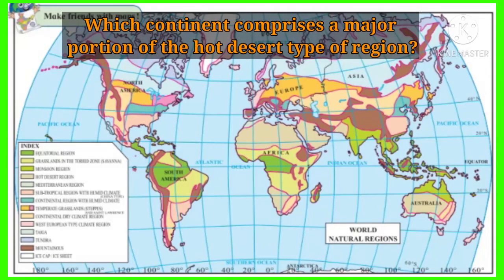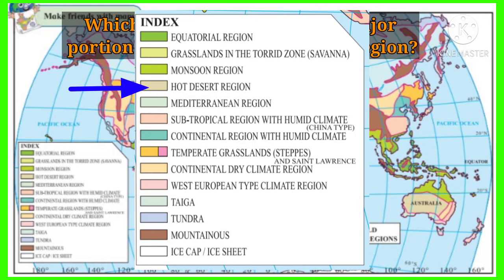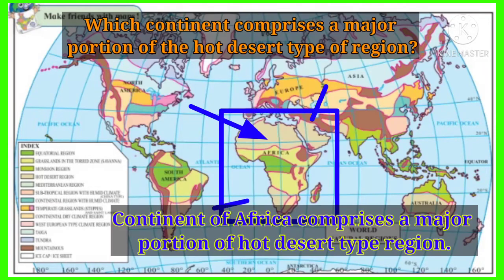Which continent comprises a major portion of the hot desert type of region? Students, we can see the hot desert region. It is shown by light gray color. We can see over here in the map that the continent of Africa comprises a major portion of the hot desert type region.